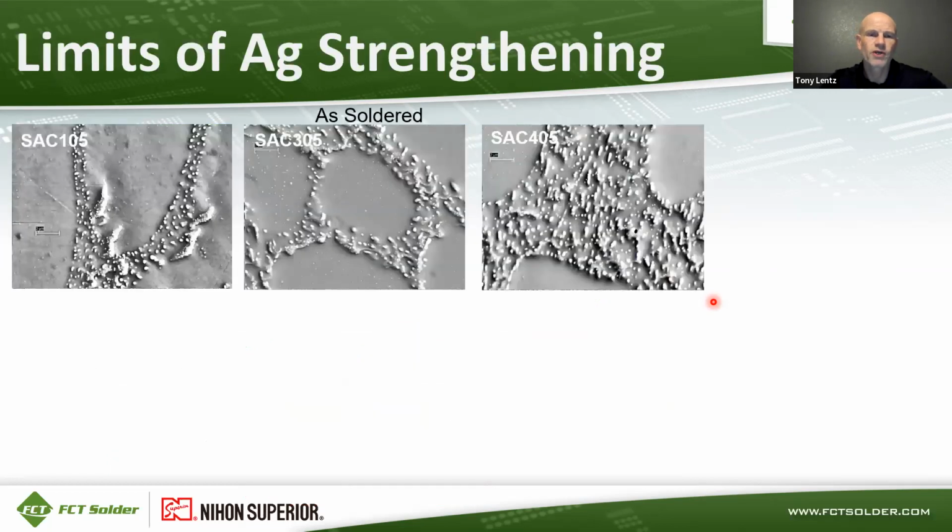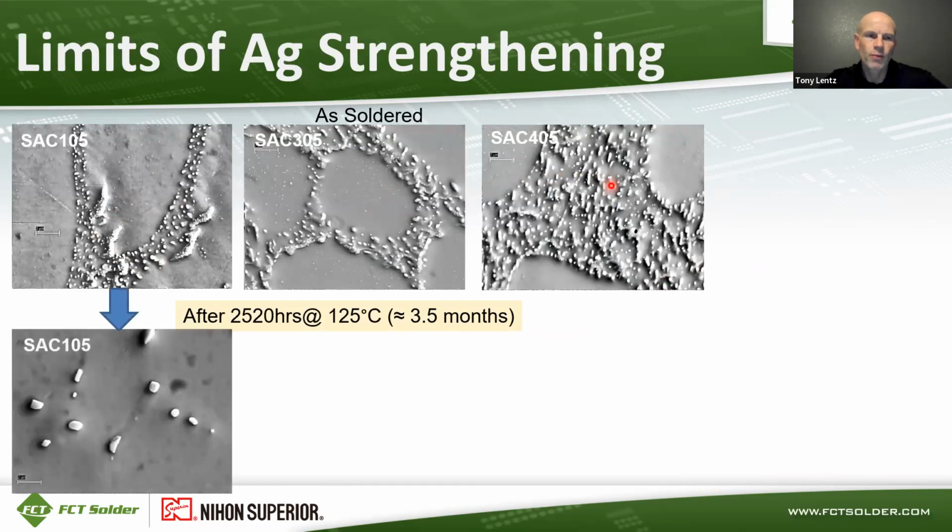Here's some cross-sectional pictures of 3 different SAC silver and copper containing solders. On the left is SAC 105 with 1% silver, SAC 305 is in the middle with 3%, and then SAC 405 is on the right with 4% silver. After aging these 2,500 hours at 125C, those cross-sections change quite a bit.